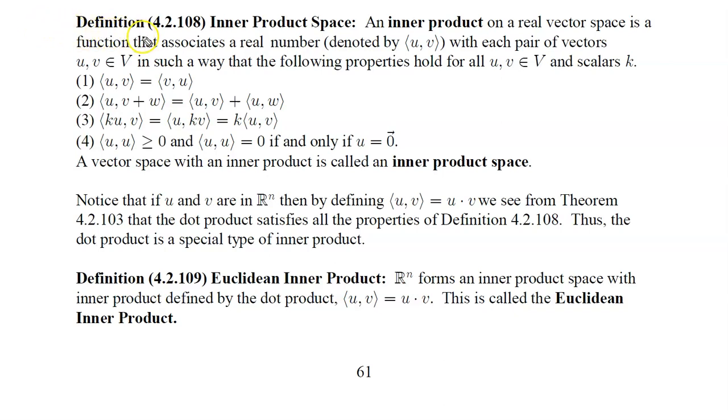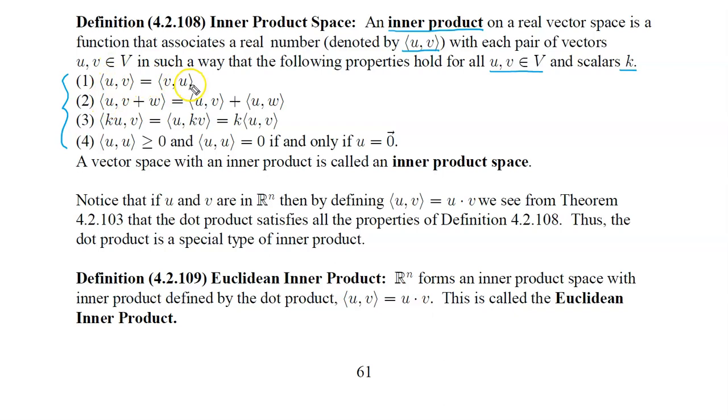Now here we have a definition that is going to generalize the notion of a dot product to any vector space V, and we're going to call it an inner product now. So an inner product on a real vector space is a function that associates a real number, denoted by this quantity, with each pair of vectors u and v taken in your vector space V, in such a way that the following properties hold for any two vectors u and v and scalar k. So these are the four properties that must hold for an inner product.